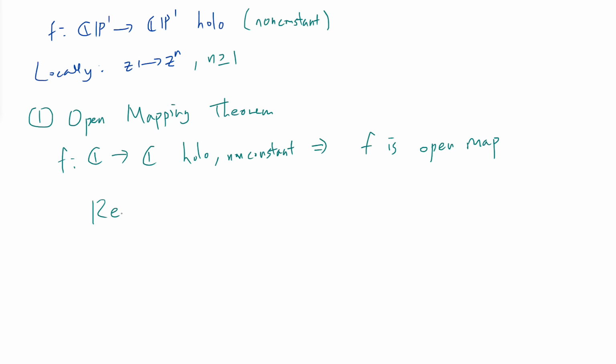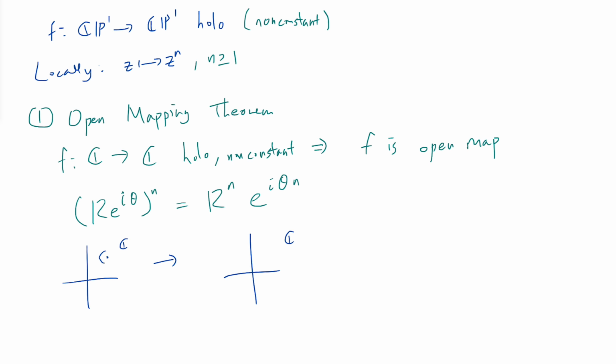Because what does r e to the i theta do when I raise it to the nth power? I just exponentiate the modulus, and I just change the angle to n times what it was before. So really, if this is the input space, and this is the output space, and I consider some neighborhood like this, then in the output space, maybe you're squaring it, so now you're here, and maybe you get something like this, just further away.